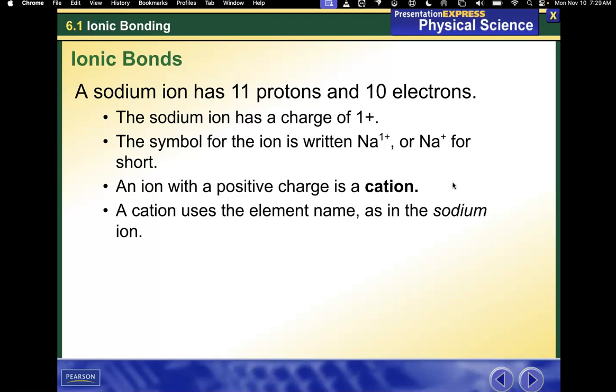Sodium has 11 protons and 10 electrons. The sodium ion has a charge of +1. The symbol for the ion is written Na+1, or Na+ for short. An ion with a positive charge is a cation. A cation uses the element name as is. So sodium is just sodium ion.